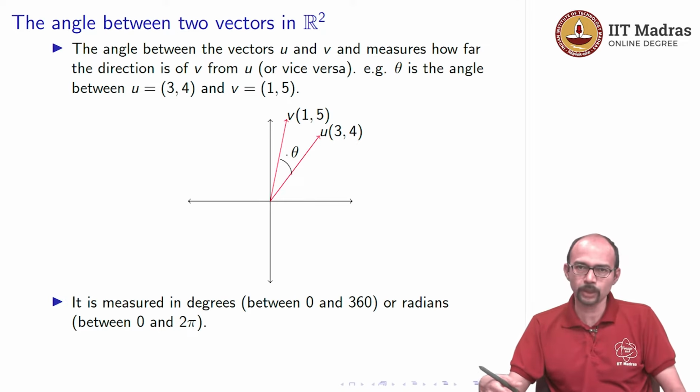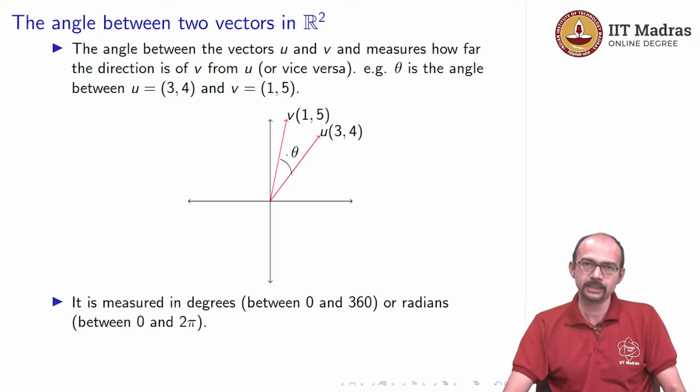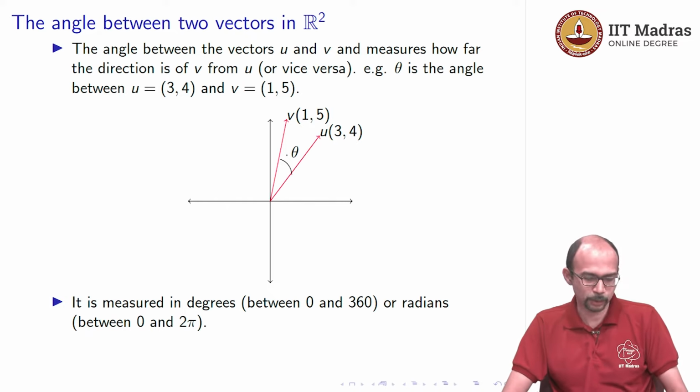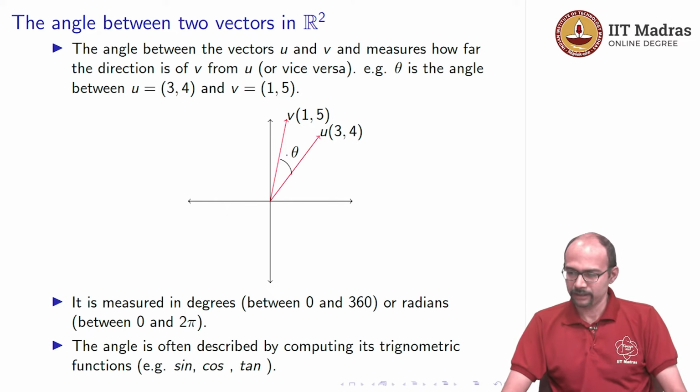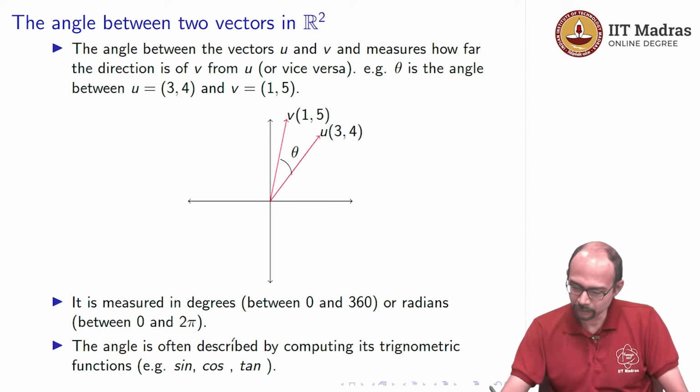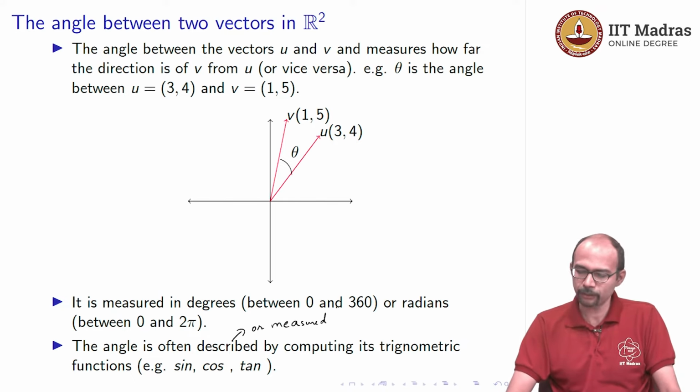So this also tells you the relationship between degrees and radians, because 2 pi radians is equal to 360 degrees, okay. So from there you can say in general, if you have an angle of theta degrees, what should be the corresponding radians. Fine. The angle is often described, or measured, maybe we should say, by computing its trigonometric functions, which are sine, cosine, tan, etc.